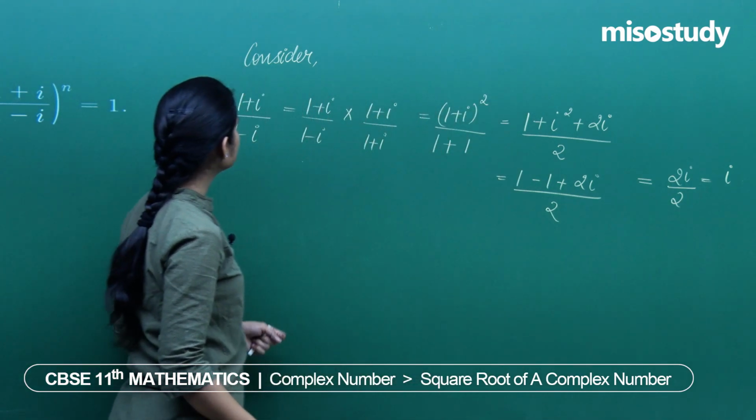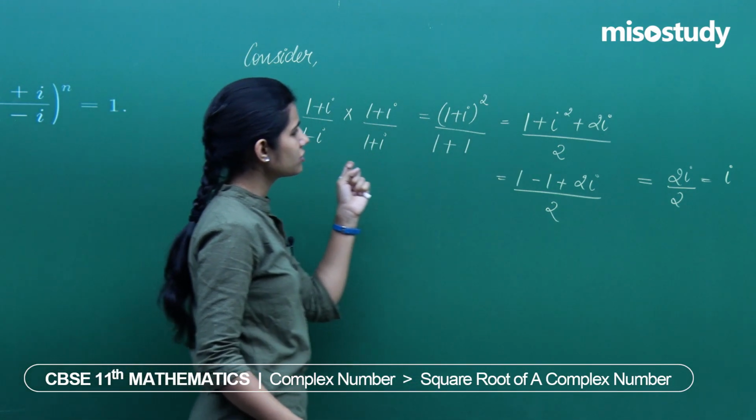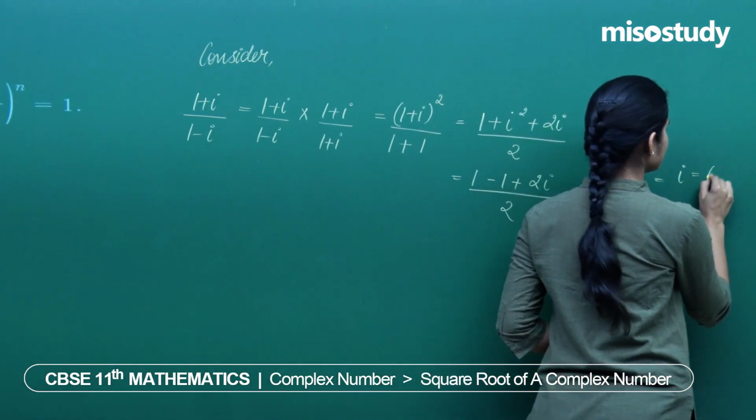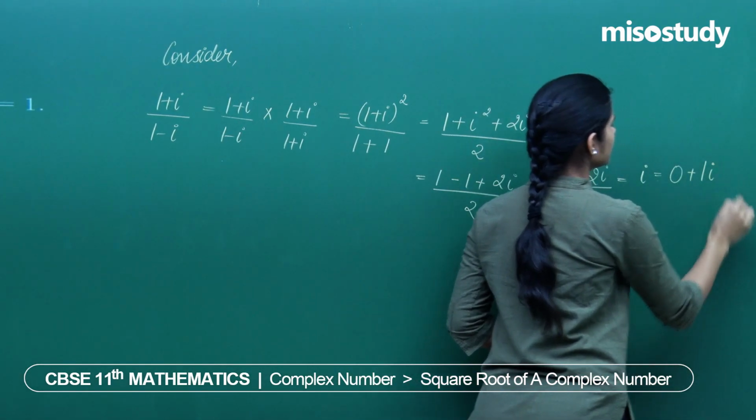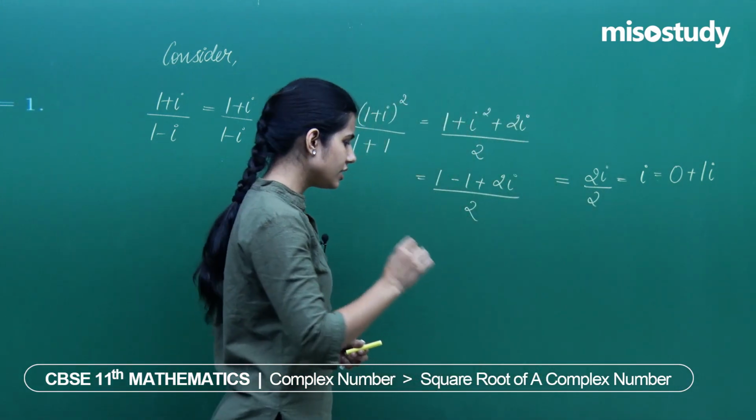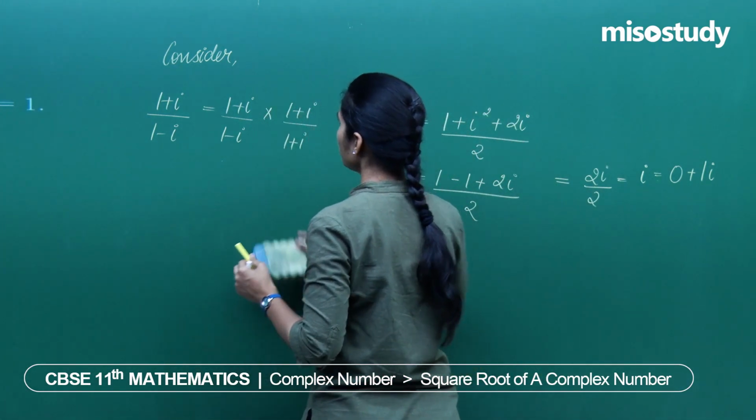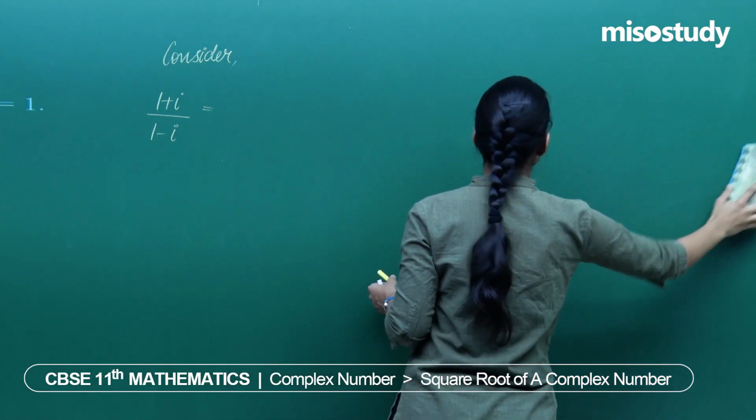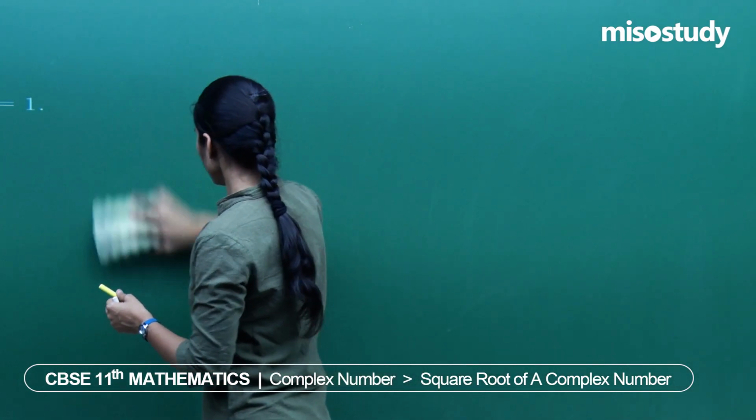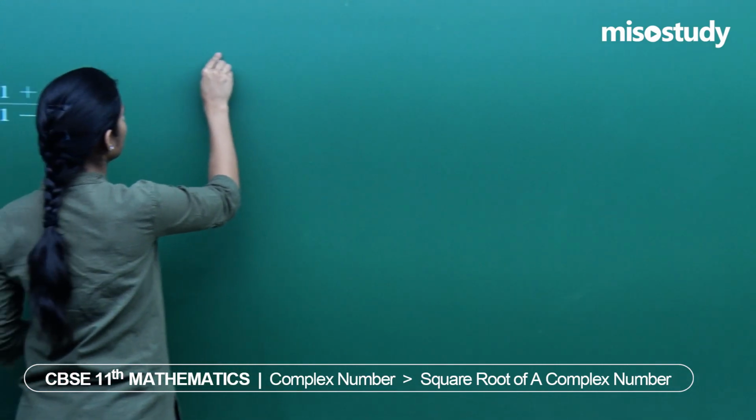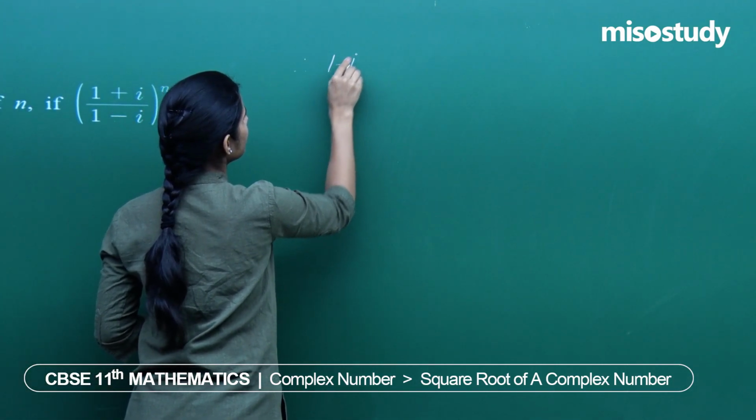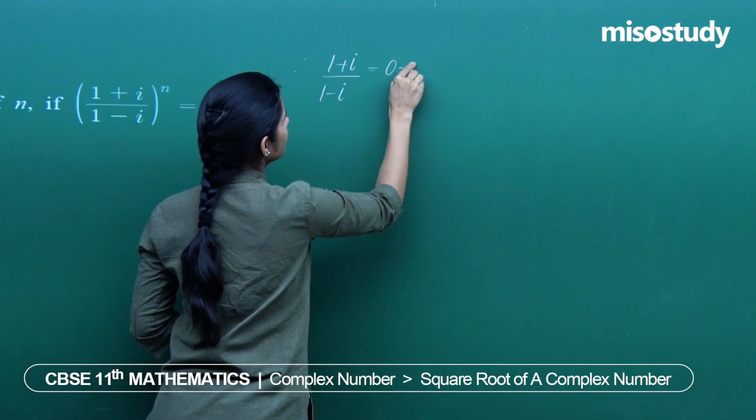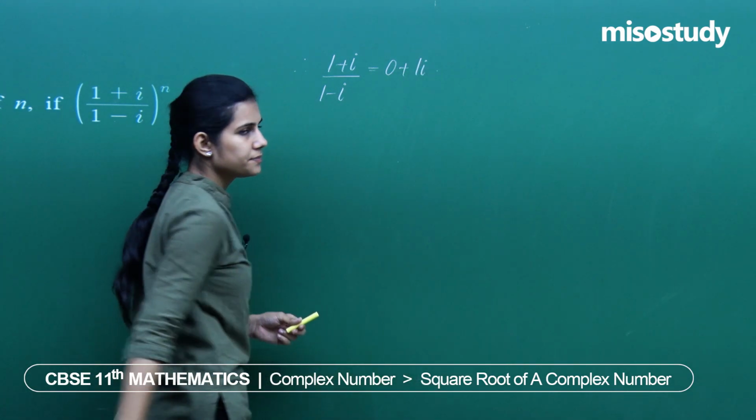Eventually what we are getting is that 1 plus iota upon 1 minus iota is coming out to be equal to the complex number iota, which can be written as 0 plus 1 iota. So we have decoded the real and the imaginary part of this complex number, right? And therefore what eventually we have got is that 1 plus iota upon 1 minus iota is actually 0 plus 1 iota.